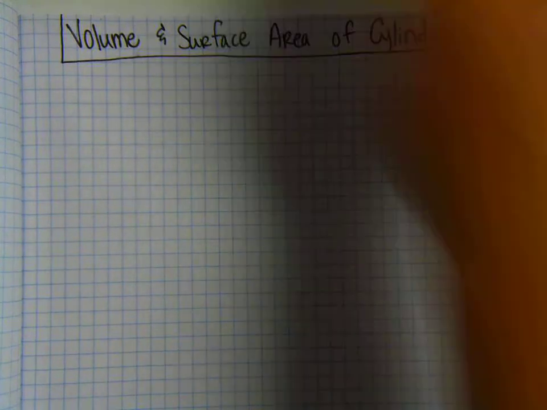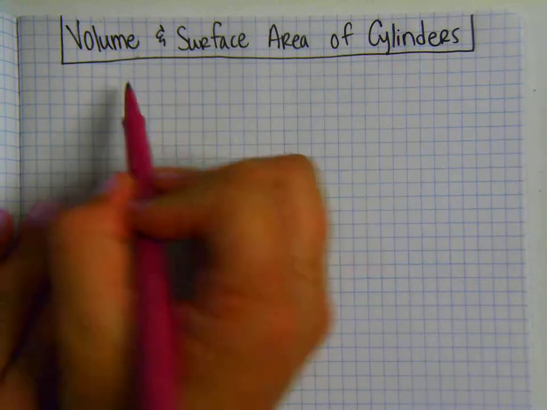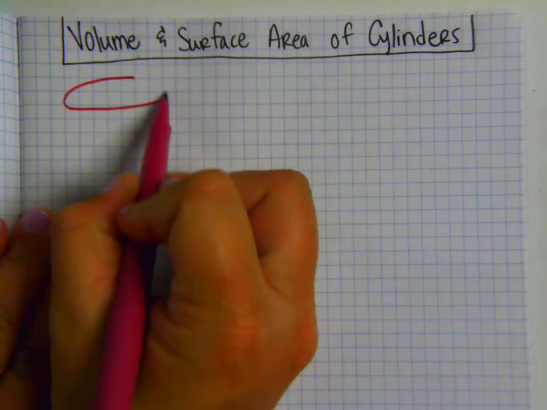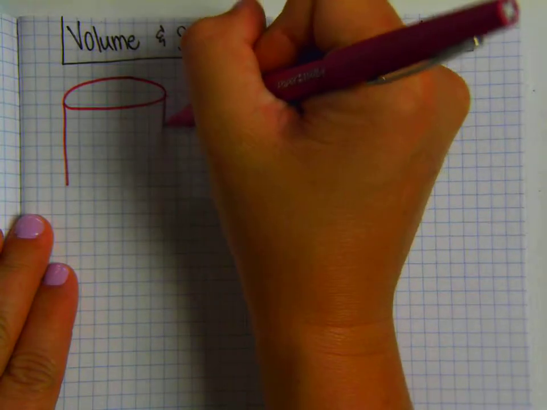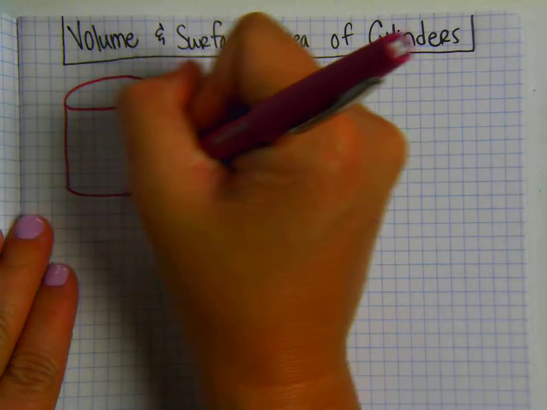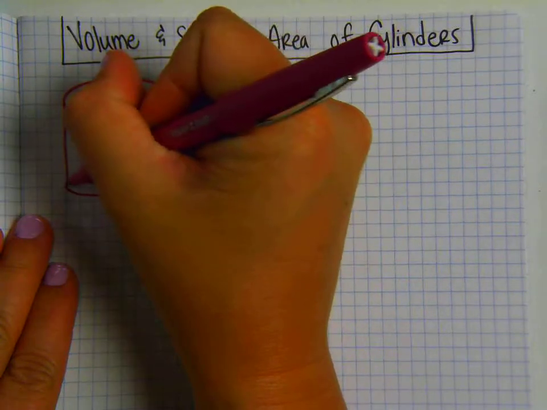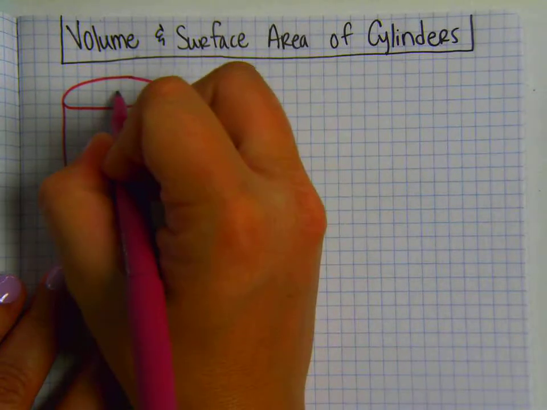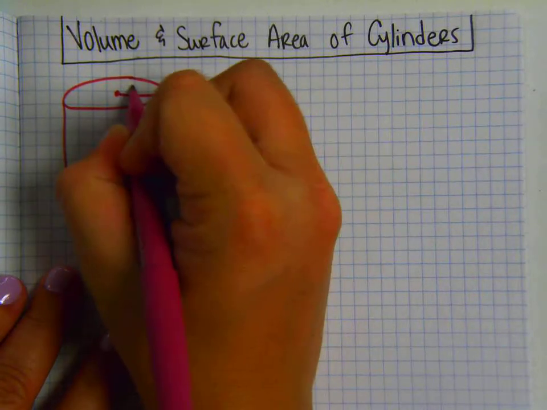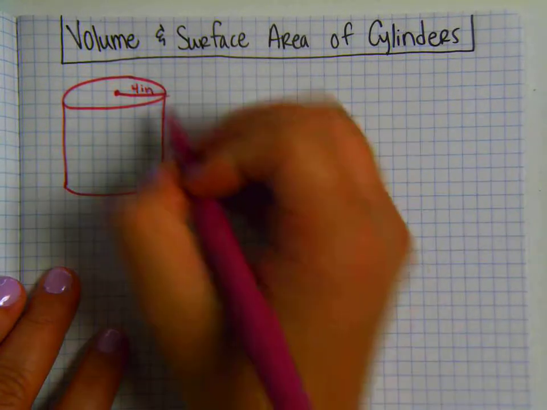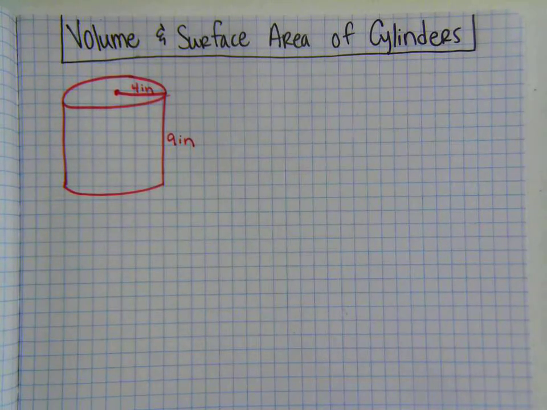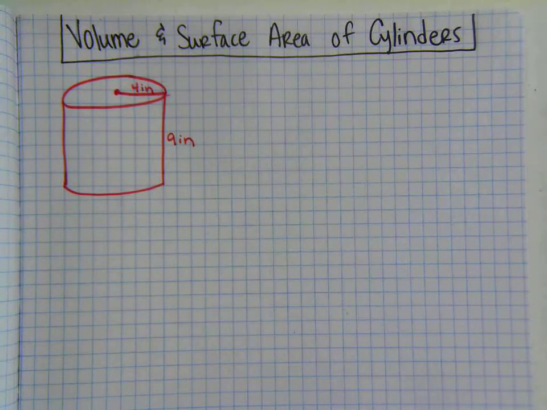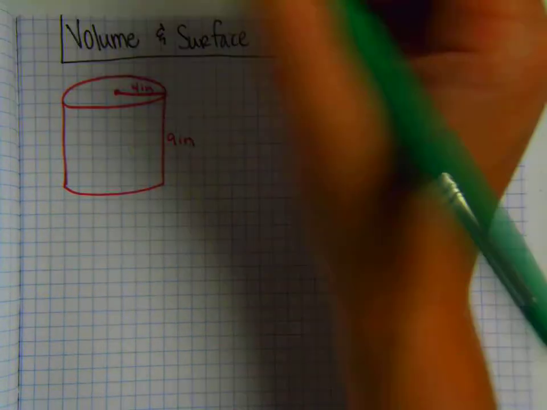So let's draw what a cylinder looks like. So that's a cylinder, and I'm going to give you that the radius is 4 inches and that the height of this is 9 inches. Now, we're going to start with finding the volume.